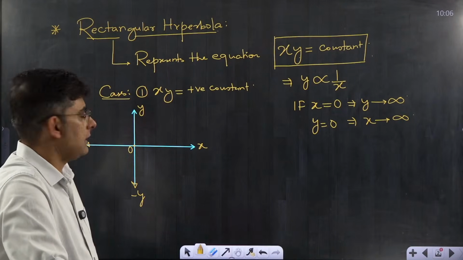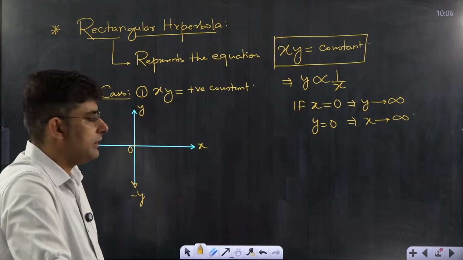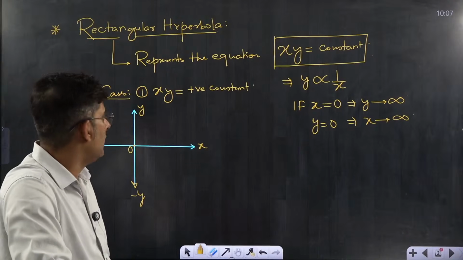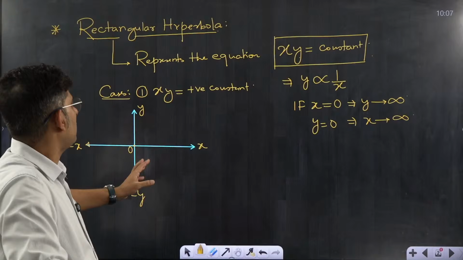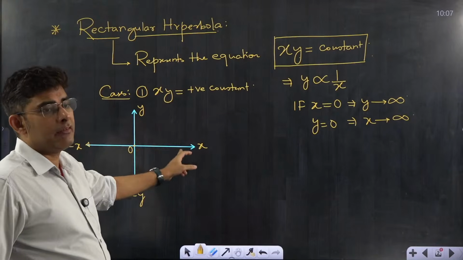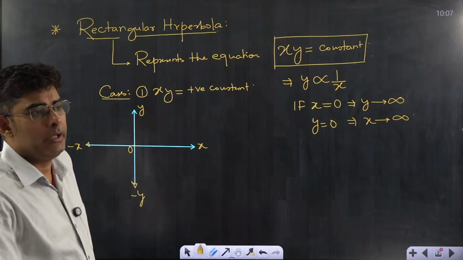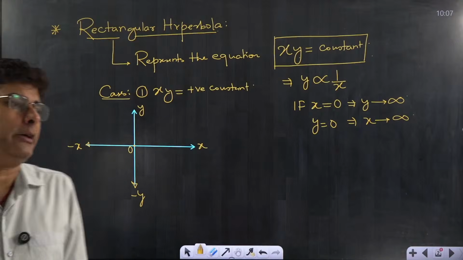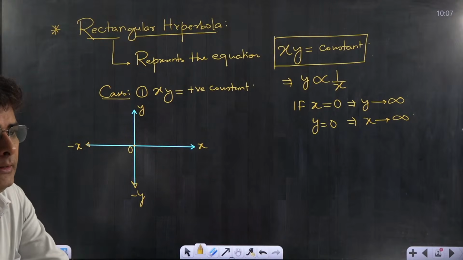Now look over here and tell me, x into y is a positive constant. I said that xy constant is called a rectangular hyperbola. So if x into y is a positive constant, then what values of x and y can satisfy this? The product of x and y should be positive. Out of these four quadrants, where will you see the product of x and y to be positive? Please let me know fast. I am waiting for your responses.